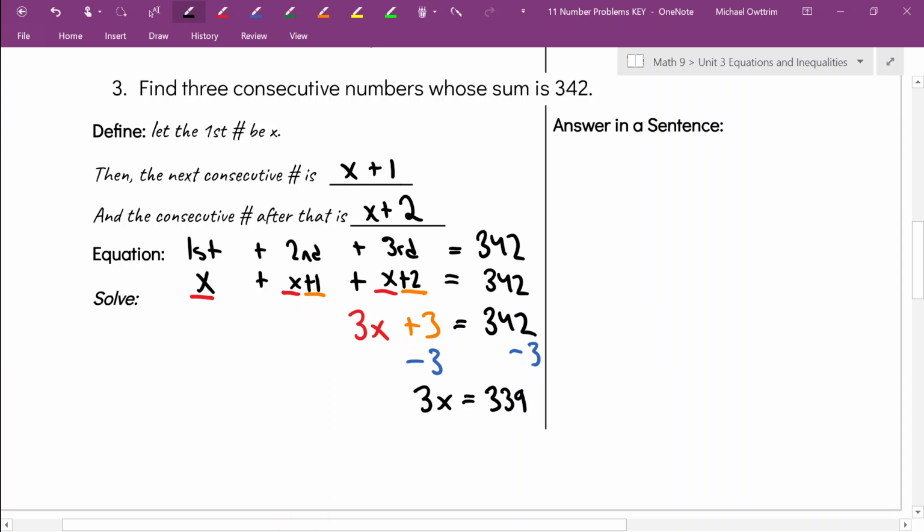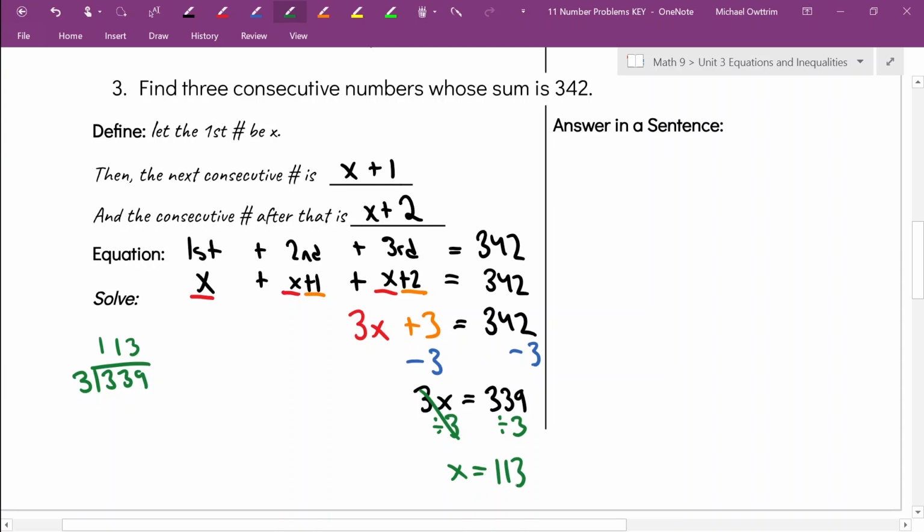We can finish up by dividing both sides by 3 to undo that multiplication. Say that x is equal to our 339 divided by 3. Again, don't be afraid to long divide if you need to. 3 goes into 3 one time. 3 goes into the next 3 one time. 3 goes into the 9, 3 times. So we'll say x is 113.